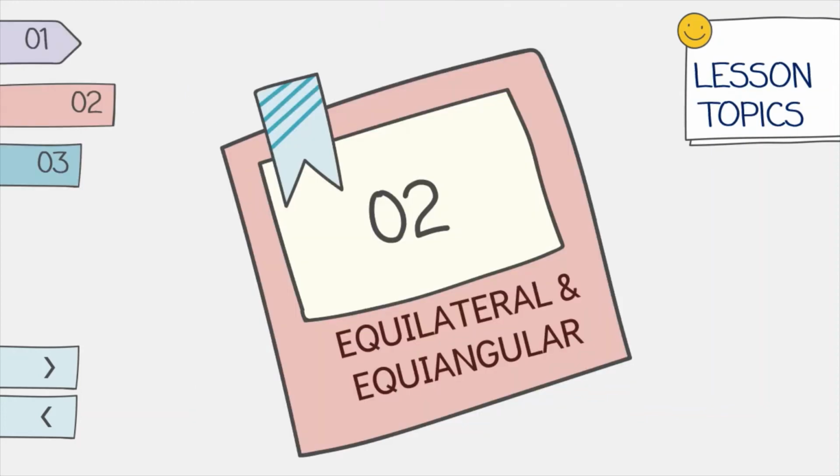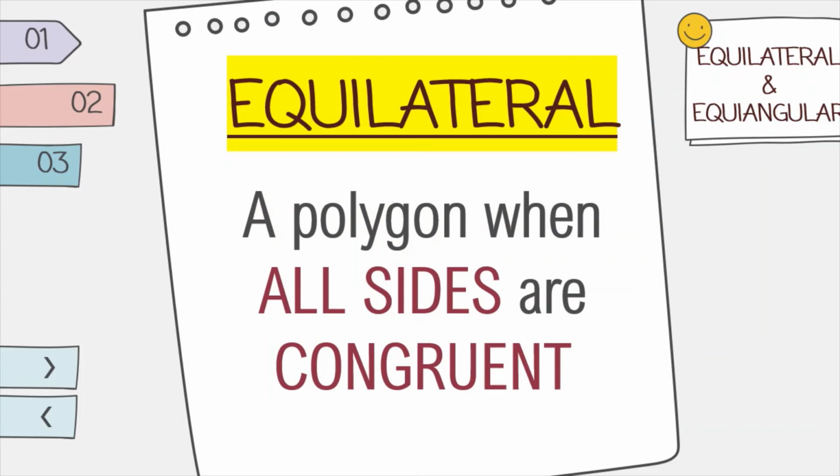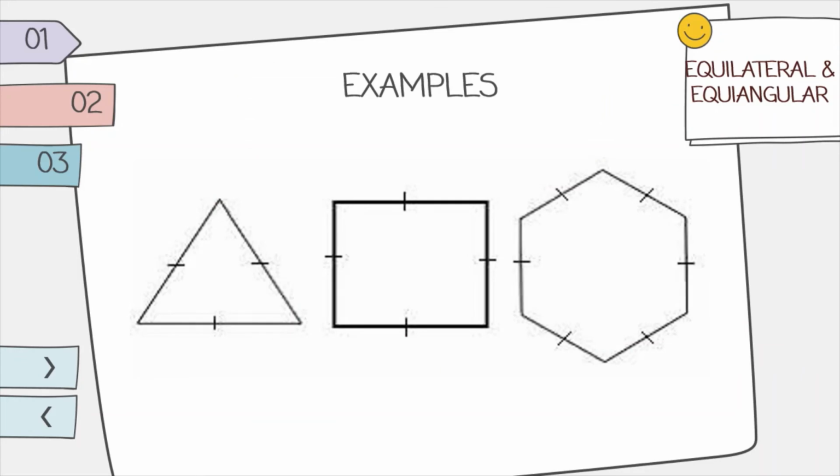And then, another one is equilateral and equiangular. So, what is the difference between equilateral and equiangular? Kapag sinabing equilateral, a polygon when all sides are congruent. So, lahat ng sides niya ay the same ang measurement. That is equilateral. For example, this one: itong triangle, itong square, at itong hexagon, they have the same measurement of sides. So, all sides are congruent. Ang tawag sa kanila ay equilateral.